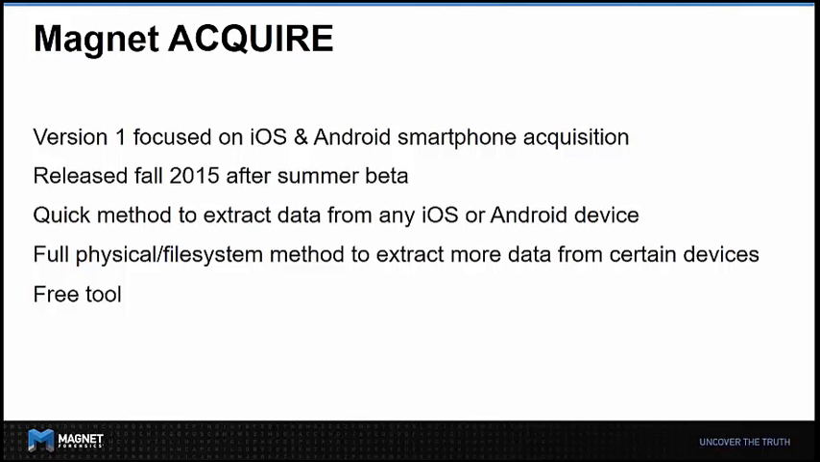Version 1 focused on iOS and Android smartphone acquisition. So when we first released it last fall, we solely focused on iOS and Android smartphone devices. We found there was a gap in acquisition options for those devices, and obviously the majority of the devices out there were iOS and Android. So we had two methods really to do extractions with those devices. The quick method was really built around the ability to extract some data from any iOS or Android phone, no matter what version or model or carrier it was on. We wanted to at least be able to get something with the quick method.